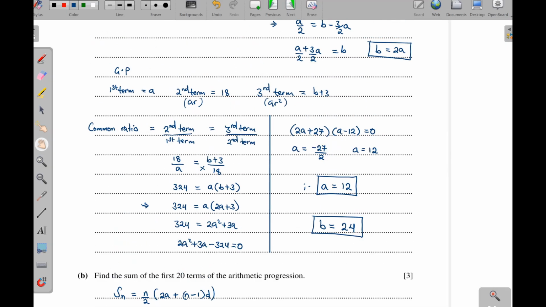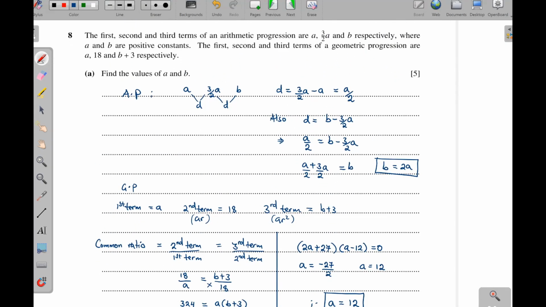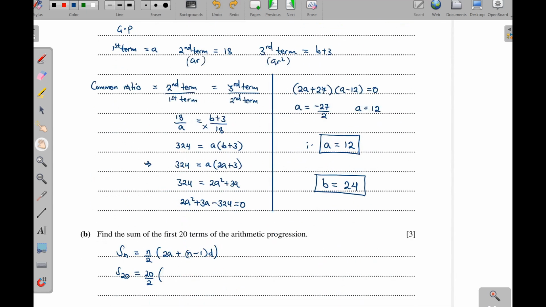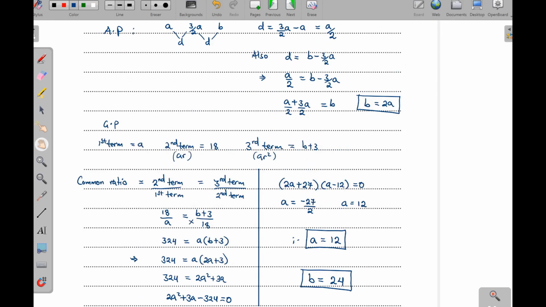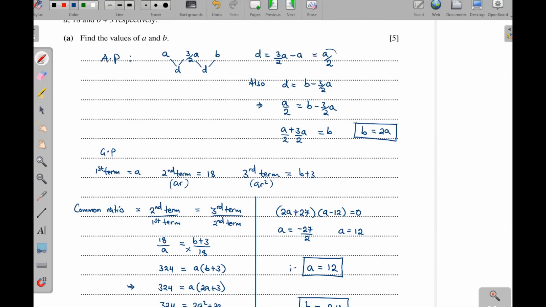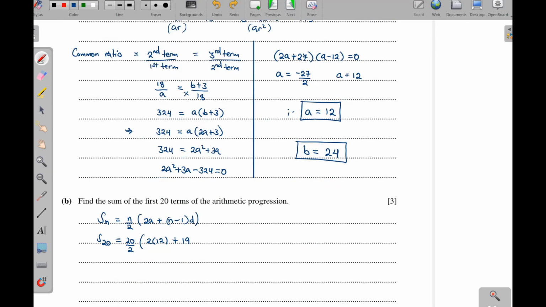Remember, for an AP the first term is a. So what is our a? Our a is 12. So we shall say 2 times the 12, then plus 19 times the d. What is our d? Our d, we found it here as a over 2, so a, which is 12, over 2. So that means here we shall have 10, and then here 24, then plus 19 times 6.